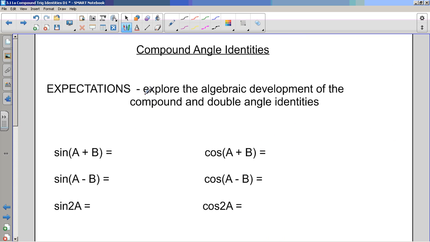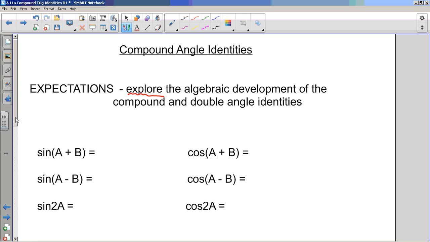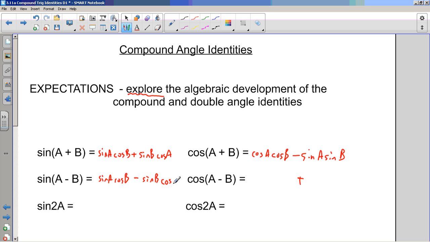And notice the expectations. The key word there is explore the algebraic development. And that's what we've just done. We explored the algebraic development of all of these, but it's kind of nice to have them in one spot. And remember, the pattern is really nice. One of each plus one of each switched. And this one is cos cos minus sine sine. Cos cos minus sine sine. And then the second one, the signs just change, right? That's the big whoop there, which is no big whoop. Cos, cos, plus sine, sine.